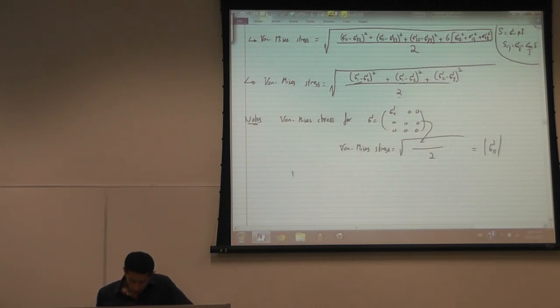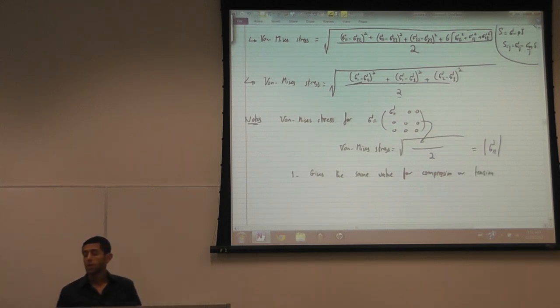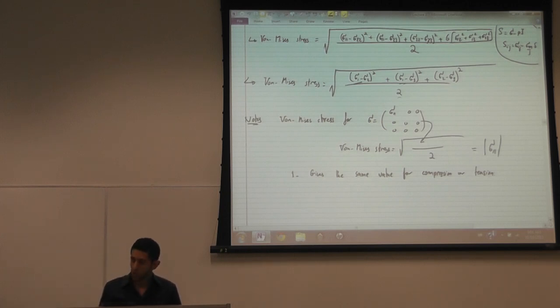So the von Mises stress gives the same value for compression or tension. It works well for metals. It doesn't really work well if you want to use the von Mises stress for concrete, because if a concrete is under compression, it's different from if a concrete is under tension. And so if you're using the von Mises stress for concrete, you cannot see whether this is under compression or under tension. You'll get the same number. The von Mises stress does not tell you whether this material is under compression or tension.